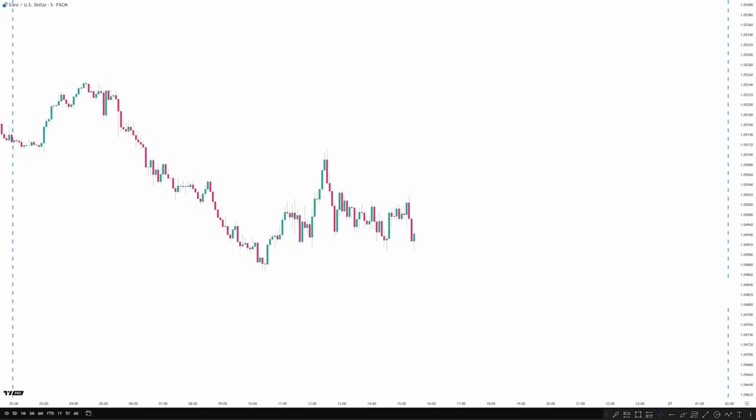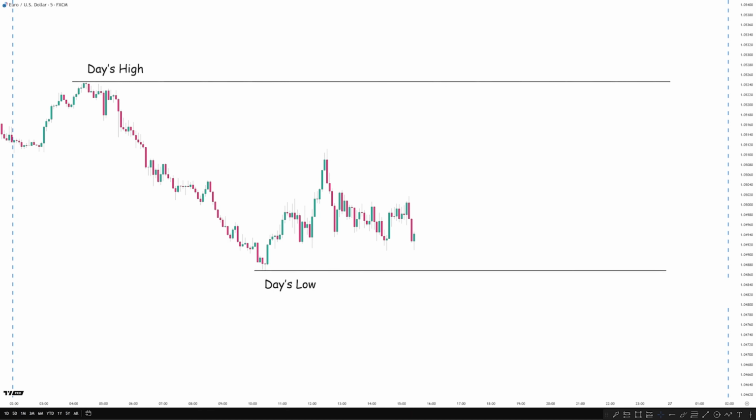The first step is to mark the high and low of the day before the New York session opens. Here at the top we have the highest price traded during the Asian session, and at the bottom here we have the lowest price traded so far today. As the New York session begins, the price wicks below the day's low, but quickly moves back inside the range. This looks like a liquidity grab.